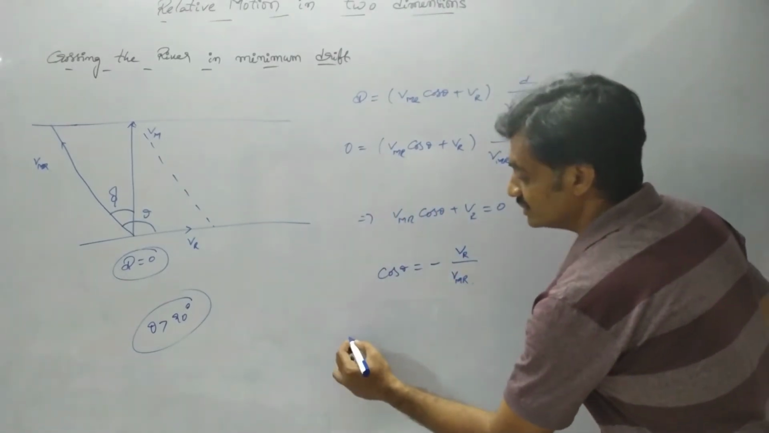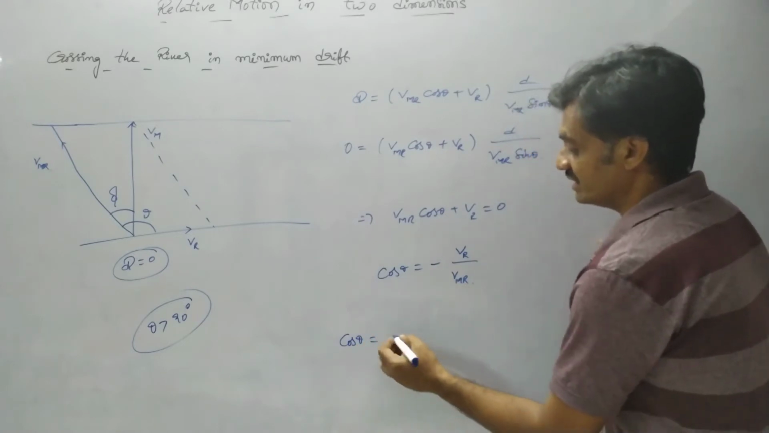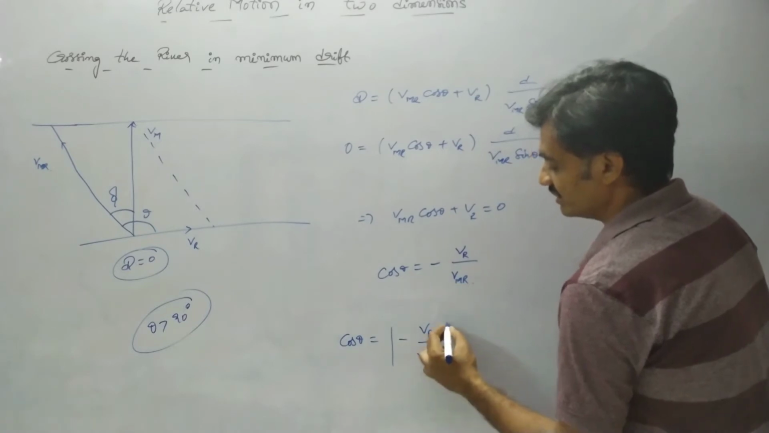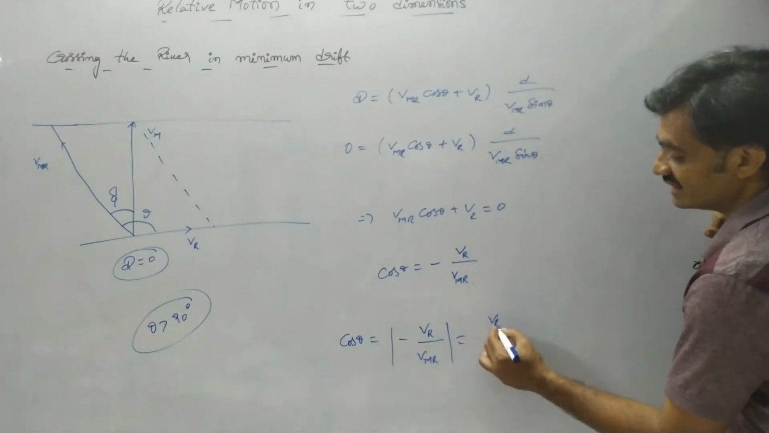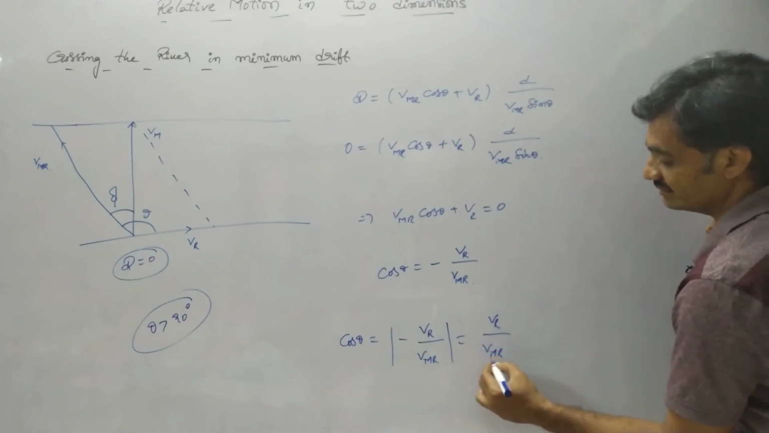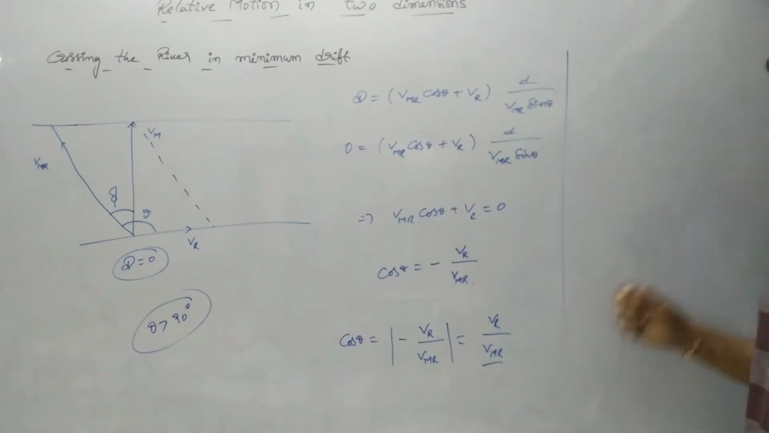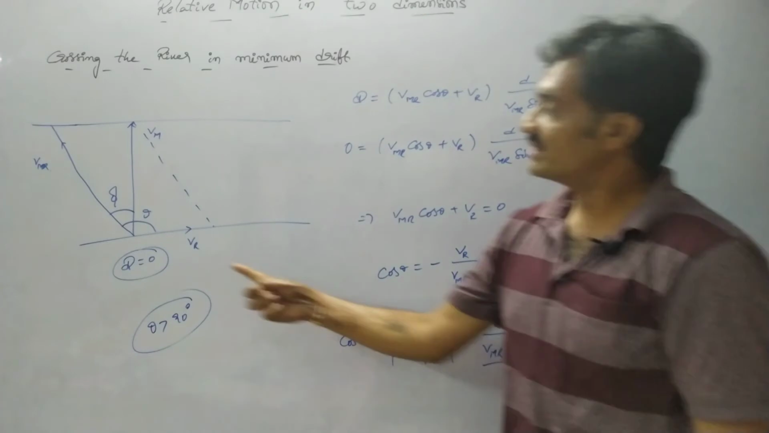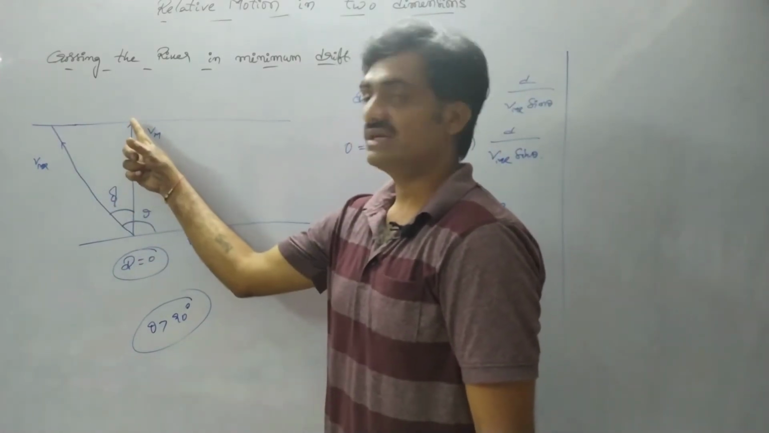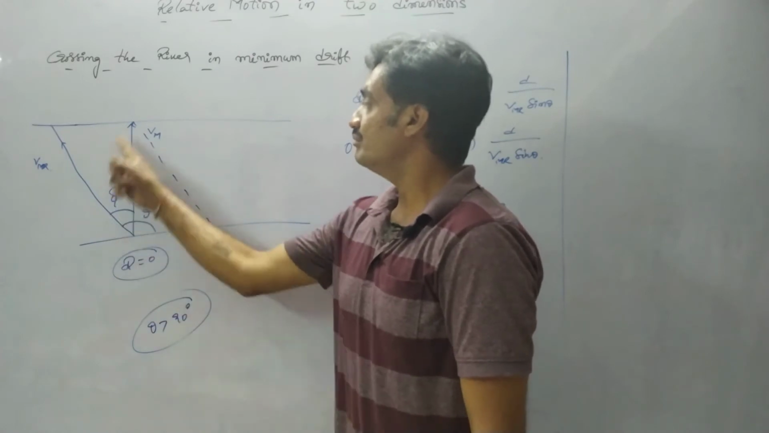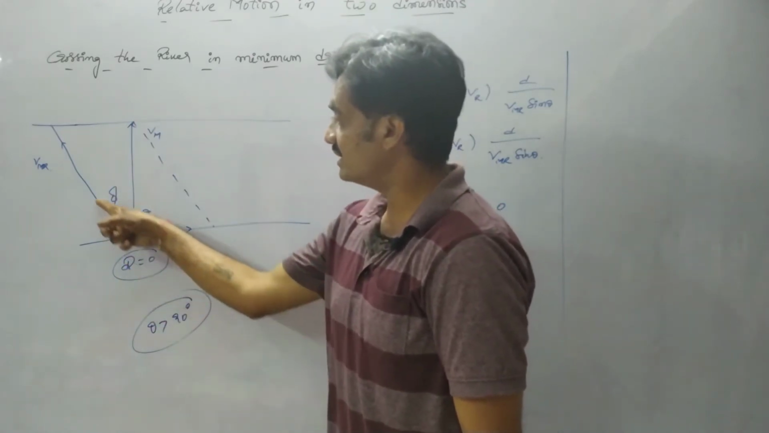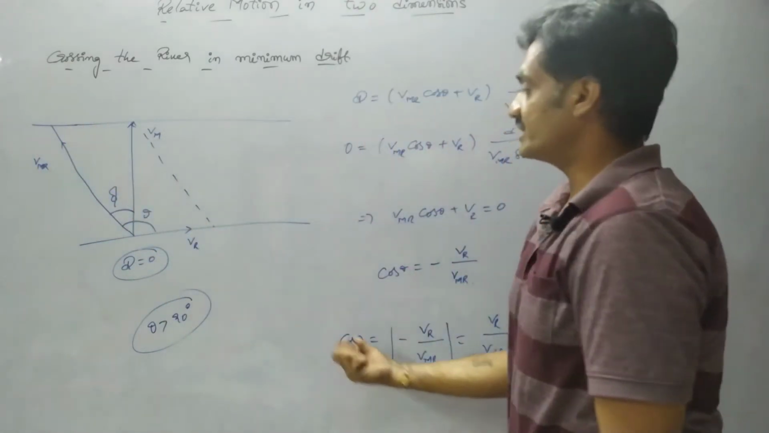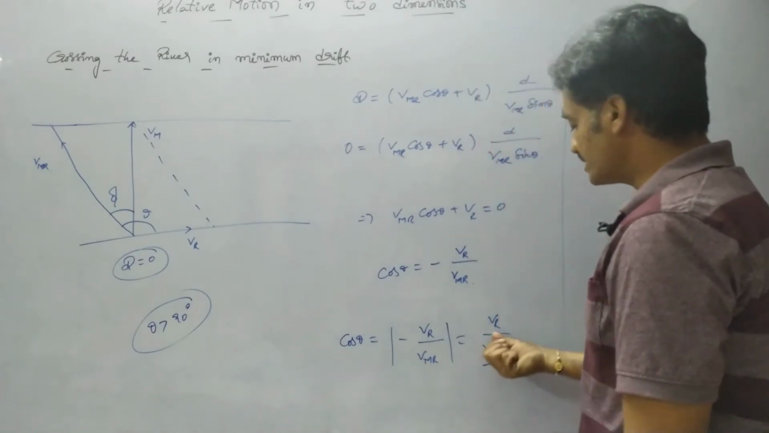If we consider the magnitude of this angle, we can represent it as cos theta equals mod of minus v_r by v_mr, which is equal to v_r by v_mr. So this is the angle made by the man with respect to vertical in order to reach the exact location at this position. The minimum drift will be 0 if he crosses the river along this path, because he reaches the exact location, and it is represented by this angle, cos theta equals v_r by v_mr.